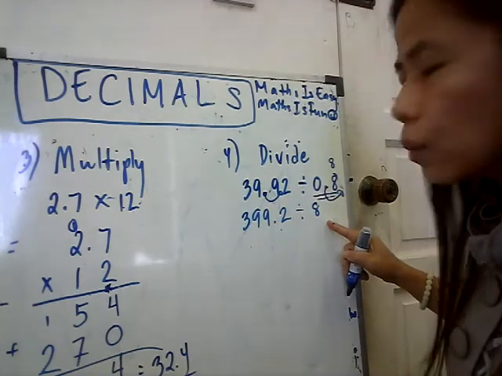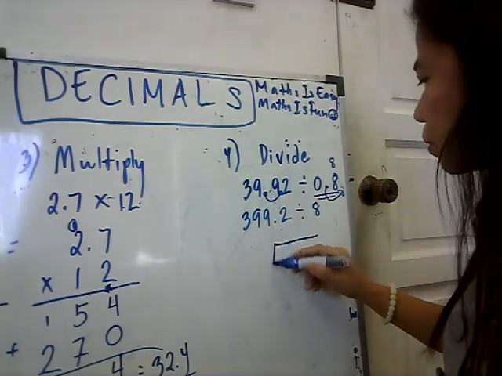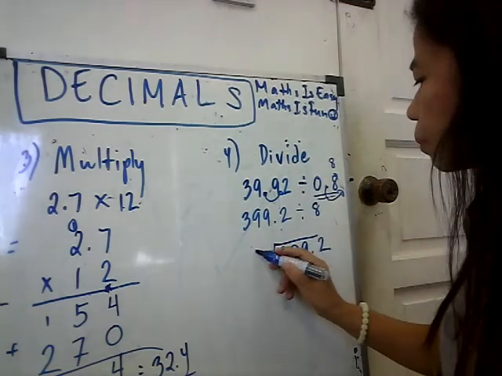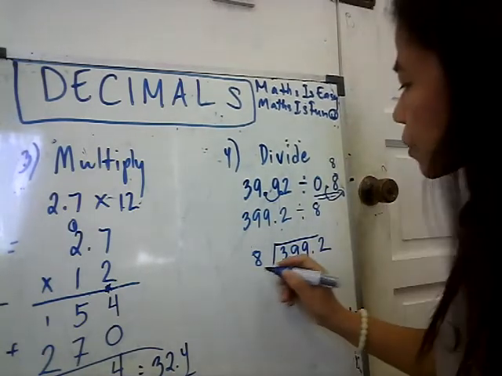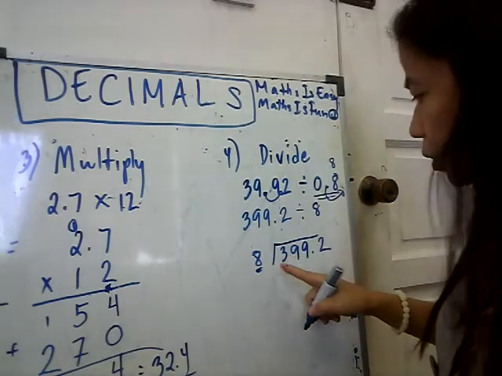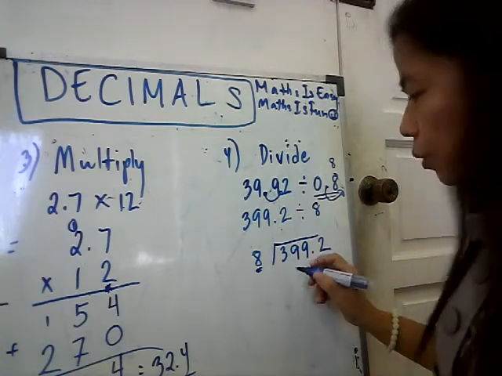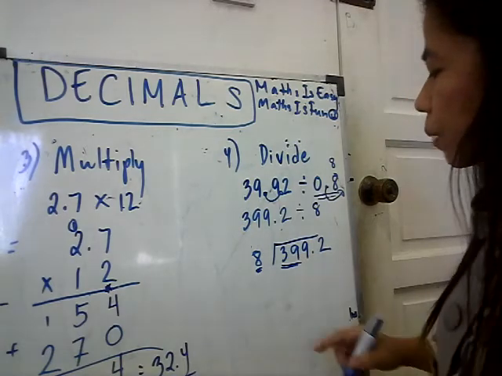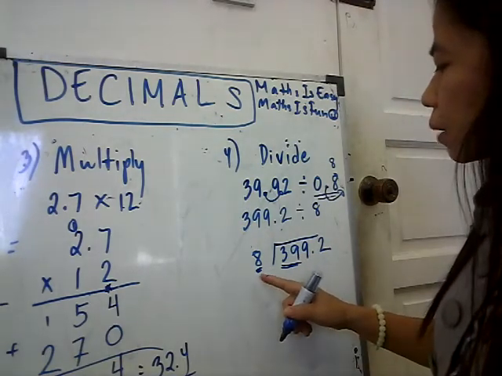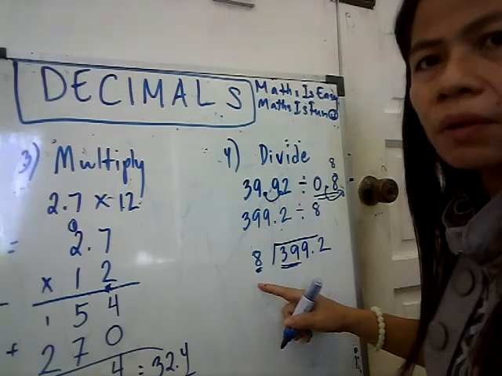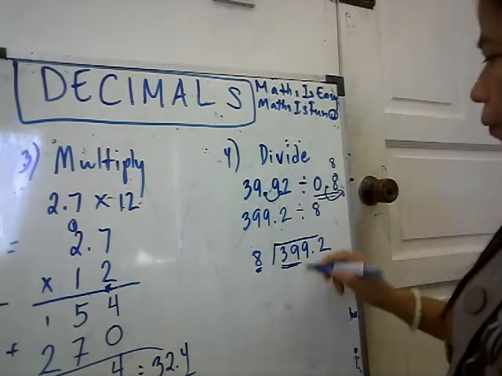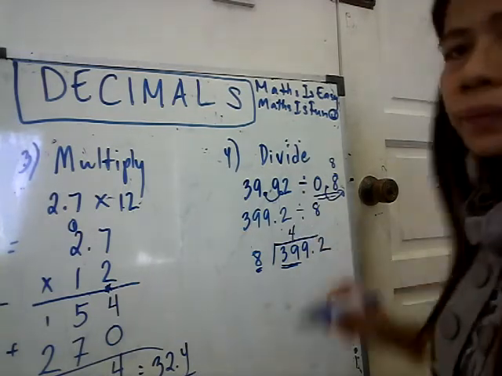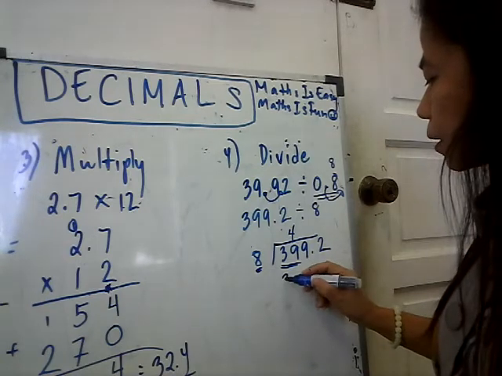And we are ready to divide. We write it using the long division method, 399.2 divided by 8. 8 is 1 digit. If we start with 1 digit, 3, it's not enough. So we must take 2 digits, 39. So 39 divided by 8. 8 times 4 is 32. 8 times 5 is 40. So it should be 4. We write 4 here. Then 4 times 8 is 32.